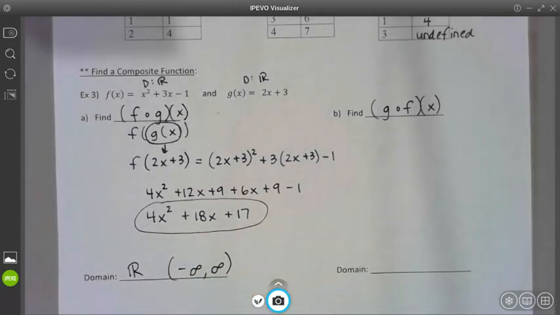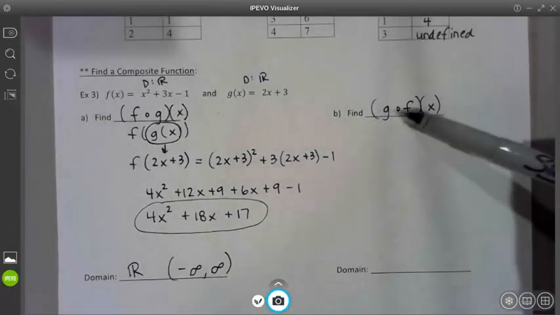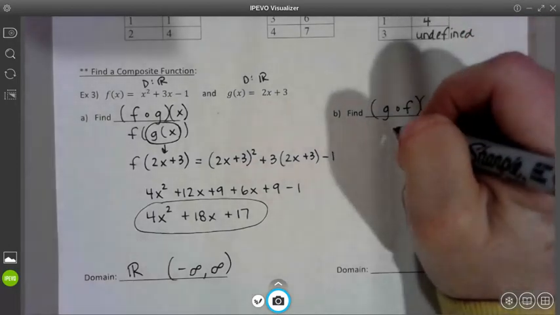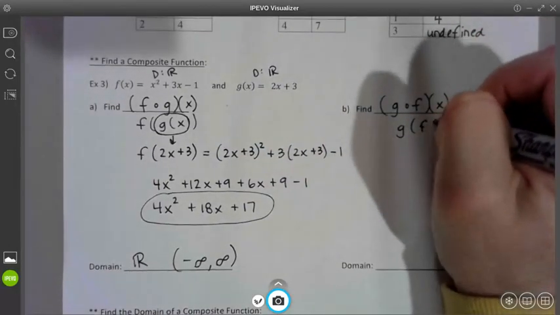Okay? All right, now they're going to ask you to find g of f of x, which is g of f of x.